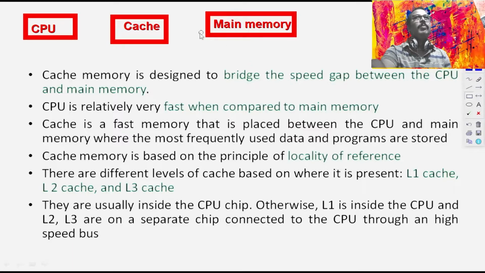So part of the contents of cache are nothing but those that are present in main memory. Some of the contents of main memory are transferred to the cache, and this cache is fast when compared to the main memory. So the CPU can quickly access these data or program instructions that are present in the cache memory, and it results in an increase in the speed of execution.